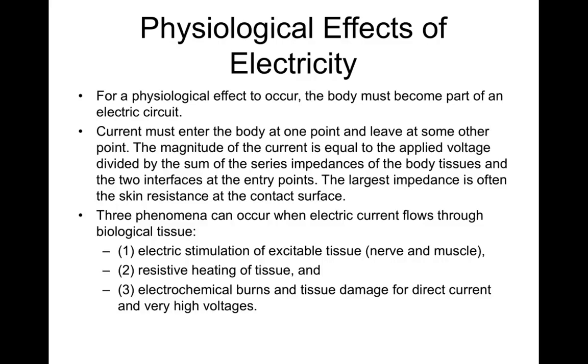Three phenomena can occur when electric current flows through biological tissue. The first of these is that there is electric stimulation of excitable tissue like nerve and muscle. The second is that there is resistive heating of tissue, and the third, electrochemical burns and tissue damage for direct current and very high voltages.